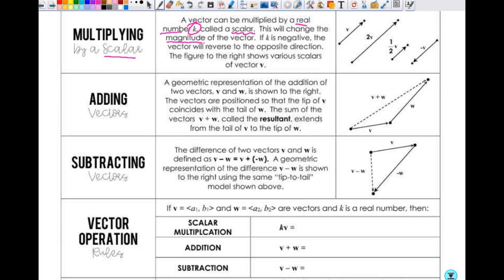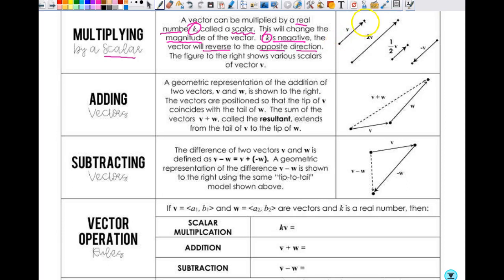So the length or the size, the distance. If k is negative, then the vector will reverse to the opposite direction. If you remember when we talked about opposite vectors, if u and v are opposite, then u is equal to negative v, basically because it just reverses the operation. The figure at the right shows various scalars of vector v.